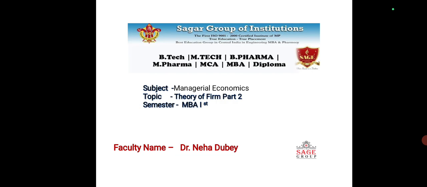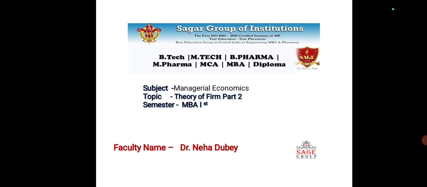First of all, before starting with this topic, I would like to give you a quick recap of the previous topic, in which I explained the traditional theory of a firm. What is the traditional theory of a firm? The traditional theory of a firm talks about information symmetry in all firms.